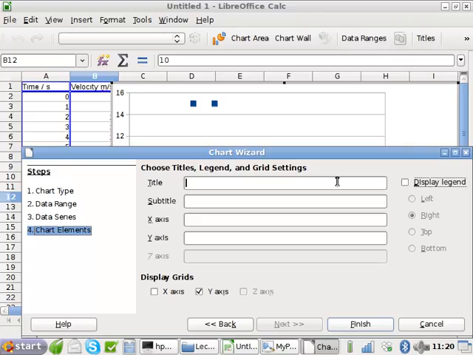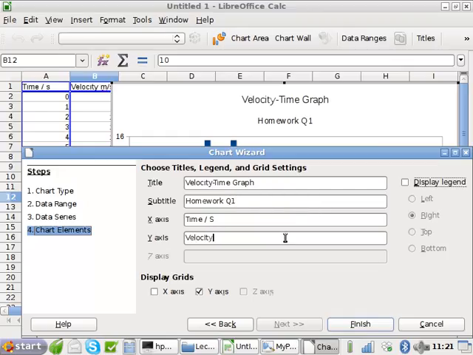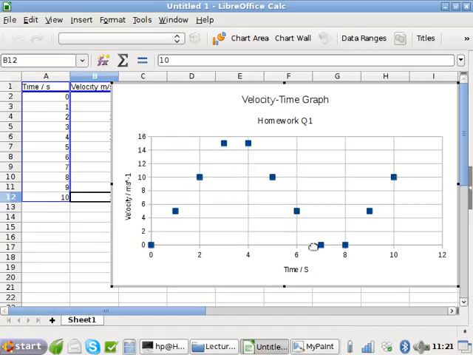Right, so this is a velocity time graph, and it's for homework question 1. The x-axis is time in seconds, and the y-axis is velocity in meters per second. And this is what you should have. Oh, I should have the lines in.